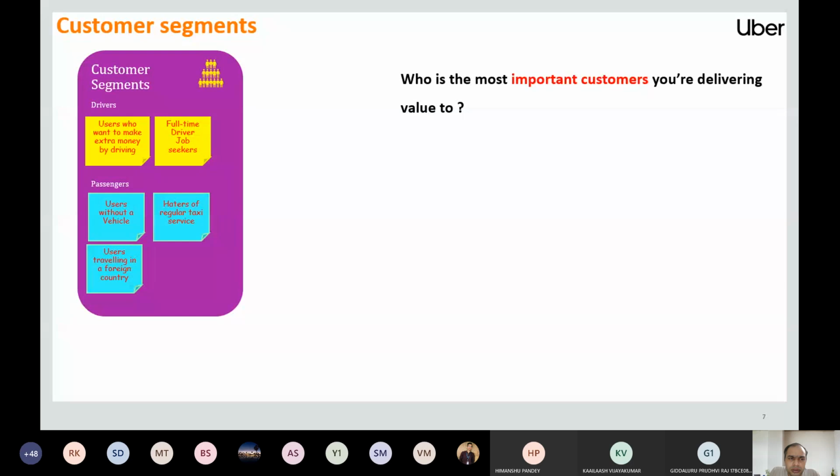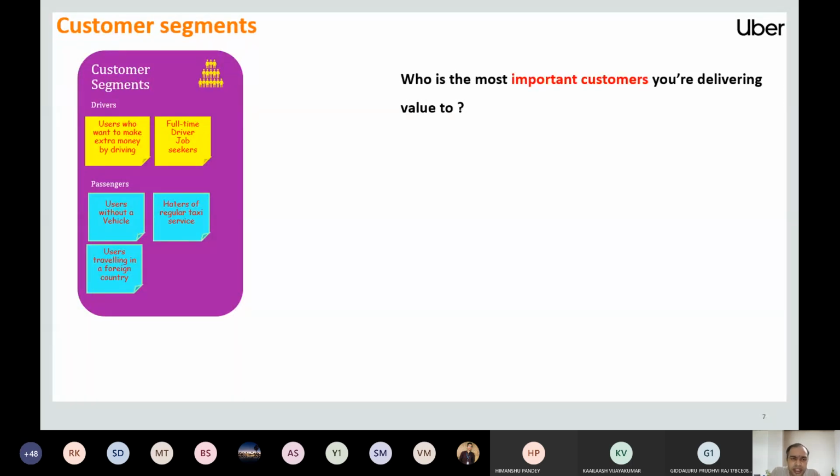Drivers, what do they do? Drivers are the people who have a taxi of their own and want to make extra money out of it because they know driving. By driving from one place to another, they want to make some money. And there are also some full-time drivers who want a full-time job. So these are the customer segments.